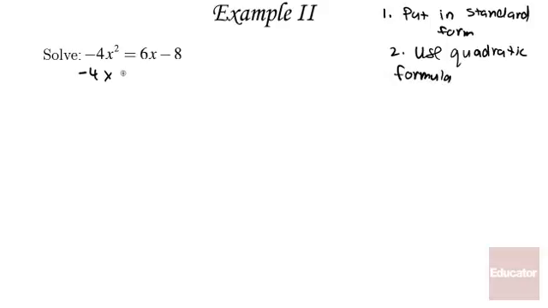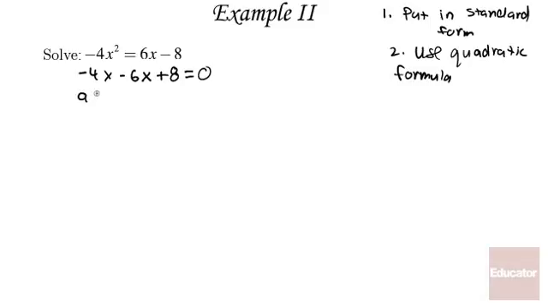So by adding 8 to both sides, and since I want this all on the left, I'm going to go ahead and subtract 6x from both sides. So I'm going to end up with negative 4x squared minus 6x plus 8 equals 0. So subtract 6x from both sides, add 8 to both sides, end up with a quadratic equation in standard form.